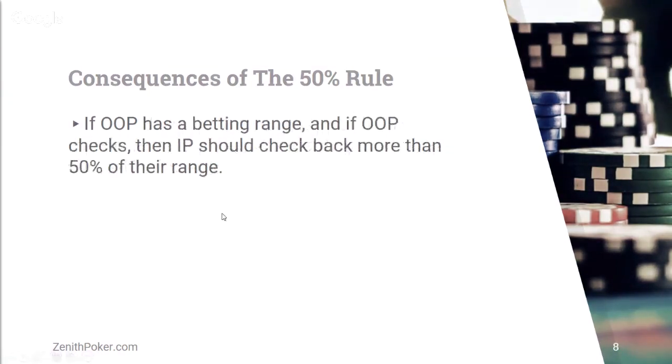So here, this is another consequence. If the out-of-position player has concluded that their range is strong enough to have some bets, and when out-of-position chooses to check instead, the checking range is protected, so when we're the in-position player, we should try to check back more than half of the range. Does that roughly make sense to everybody? If you're in position and out-of-position checks in a spot where they can have a betting range, we should check back more than half the time.